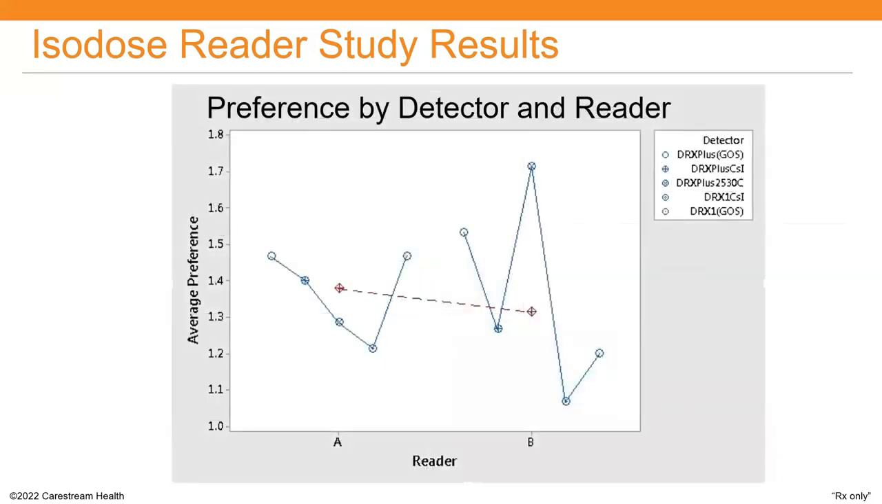This chart illustrates preference ratings by detector type and reader. The red center line represents the average preference of the radiologists, and their mean preference response is similar. All mean preference responses are above 1.0, favoring smart noise cancellation. Readers, detector types, and exposure speed were not significant sources of variability in the study.